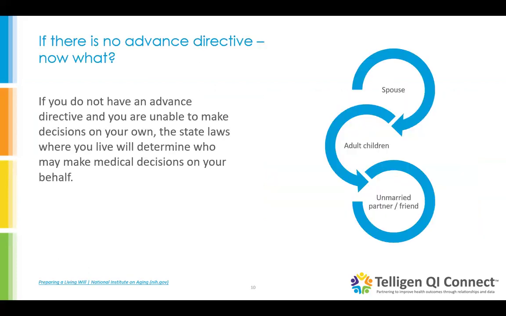So what happens if there isn't an advance directive? Well, then the state laws get to dictate who is making one's medical decisions for them. Often it's one's spouse or their adult children. Anyone over the age of 18 can count. If one is unmarried but has not yet named their partner as their proxy, it's possible that the partner could be excluded from decision making.